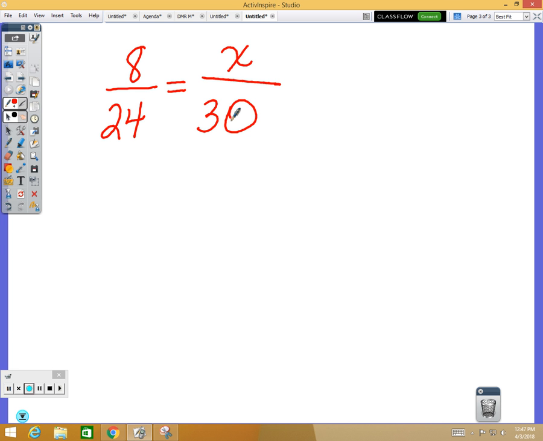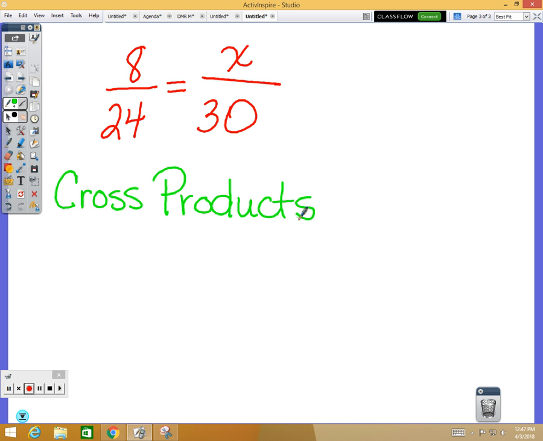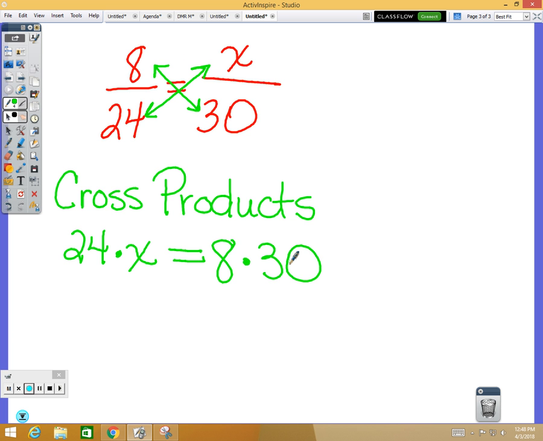I don't know. 24 times what is 30? I don't know. So we can't use the same method on these types of problems. And this is when we use something called cross products. So basically what we want to do here is we want to multiply diagonally. Okay, that's where the cross part comes in. Products is multiplying. So 24 times x equals 8 times 30. This is where you're really going to want your calculators for these problems.